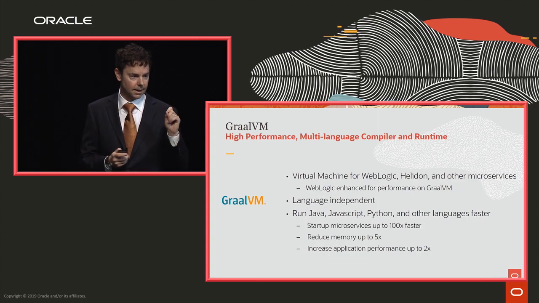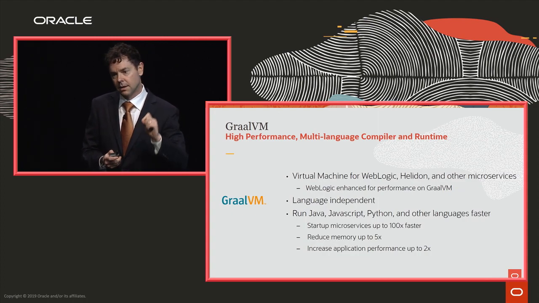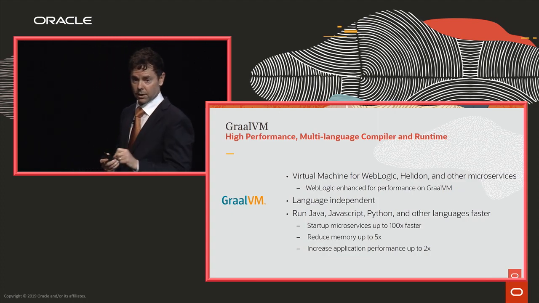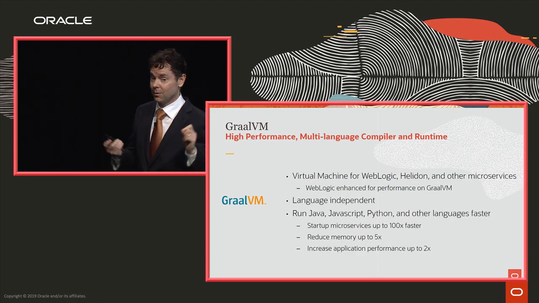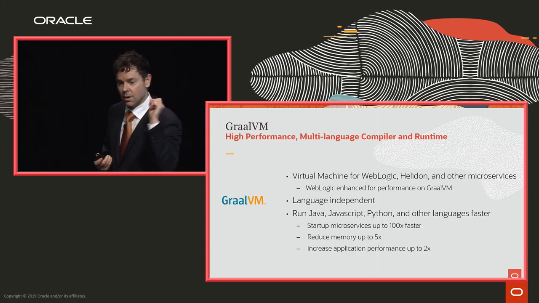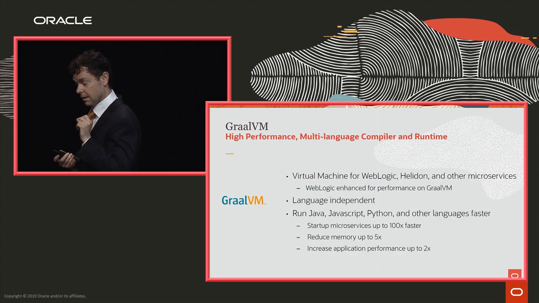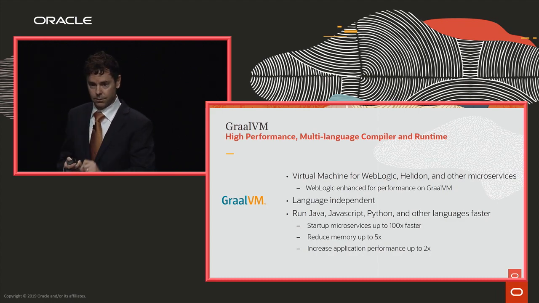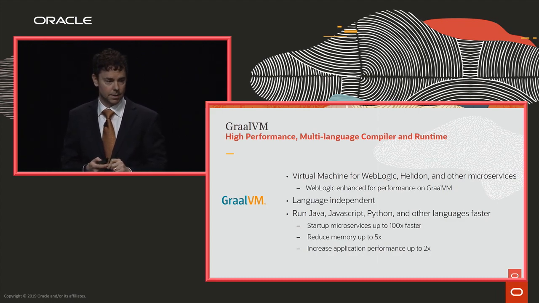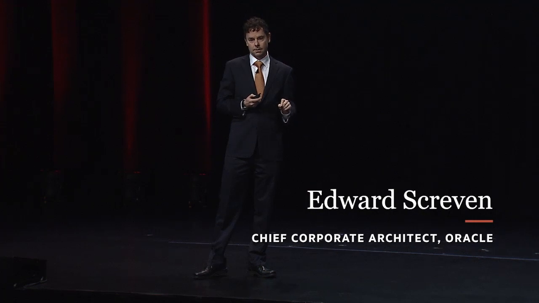GraalVM is a polyglot environment. It can run code from multiple programming languages in the same process if you want. It gives you high performance, multi-language compilation and runtime. It has a quite distinctive feature compared to some other execution environments: native compilation. So you can take an existing JavaScript program or Java program or Python and spit out an executable image.